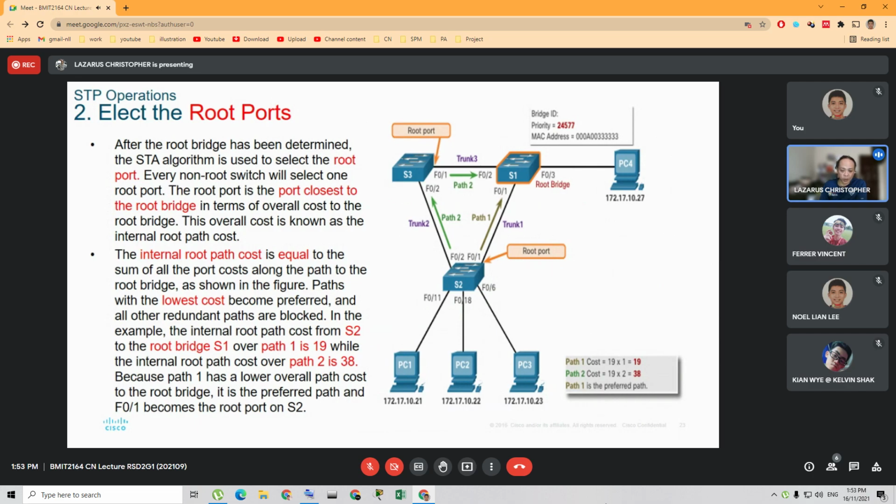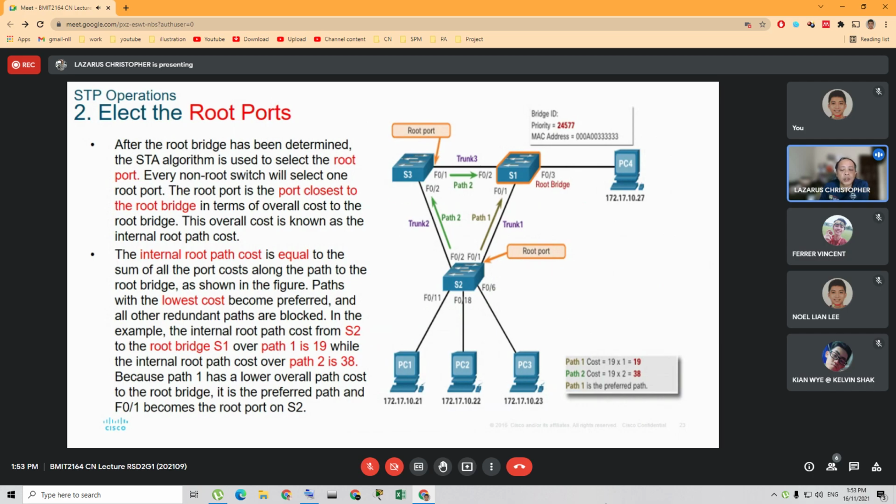All the ports emanating from the root bridge are called designated ports. For switch 1, since switch 1 is the root bridge, none of the ports on switch 1 will be root ports. They will be indicated as designated ports. Once we get that, we have to look at the other switches.